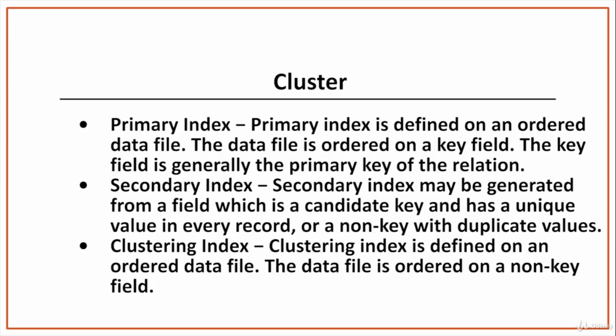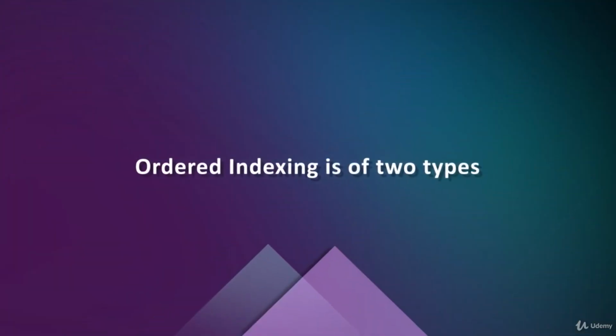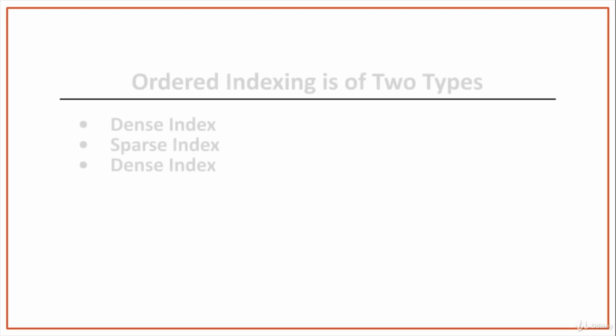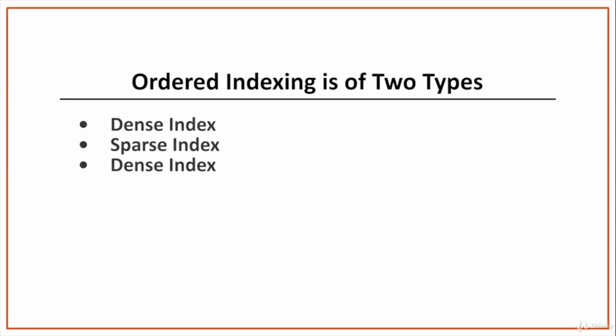Secondary index. Secondary index may be generated from a field which is a candidate key and has a unique value in every record, or a non-key with duplicate values. Clustering index. Clustering index is defined on an ordered data file. The data file is ordered on a non-key field. Ordered indexing is of two types: dense index and sparse index.